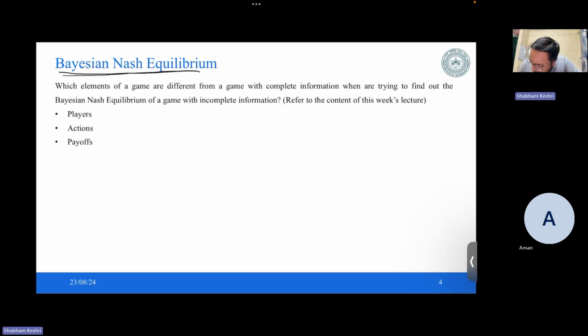The next section is about Bayesian Nash equilibrium. So this is where this week's lecture begins. The first question which I have here is a conceptual question. So you can take a minute and read, and then I will read through again, and then I'll explain the solutions. All right, so take a minute and read.